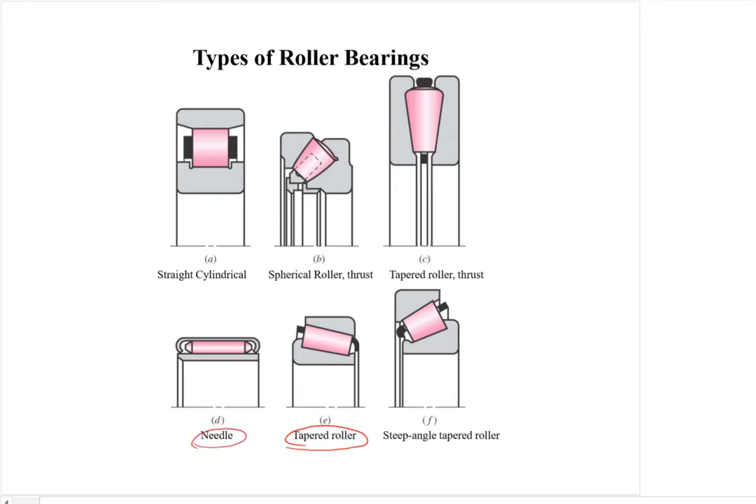and needle. Needle bearings, these are used for like light load, high precision applications. And tapered roller are used for more heavy duty radial and axial loads. So D and E are out of these, all these configurations, D and E are probably the most common that you'll see. One is for light load, high precision, and that's D, the needle bearings. And E, tapered roller, is more for, I would say, heavy duty combined radial and axial loads.